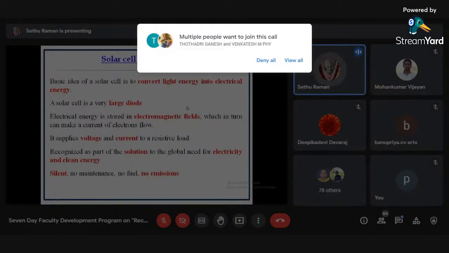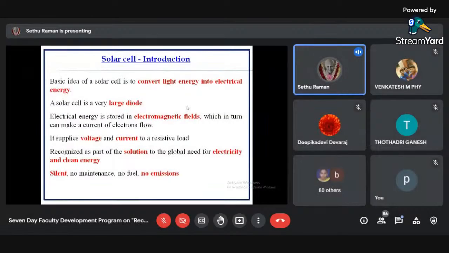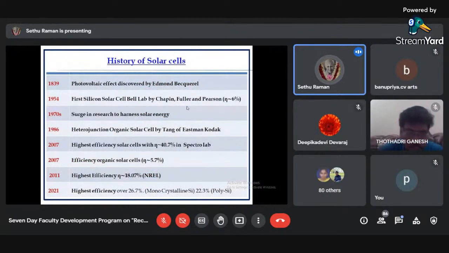Now a basic introduction about the solar cell. The basic idea of a solar cell is to convert light energy into electrical energy. Electrical energy is stored in electromagnetic fields, which can make a current of electrons flow. It supplies voltage and current to a resistive load, and is recognized as part of the solution to the global need for electricity and clean energy. Solar cells are silent, need no maintenance, and have no fuels and no emissions. That's the reason people always think about solar cells.